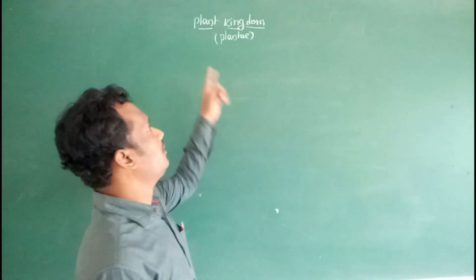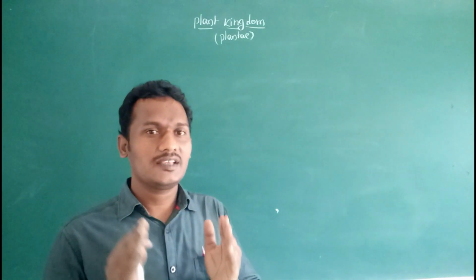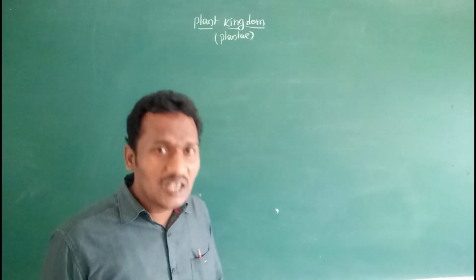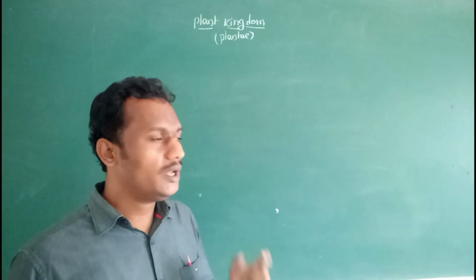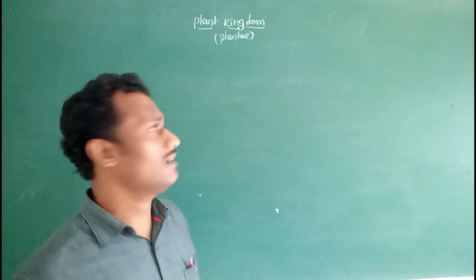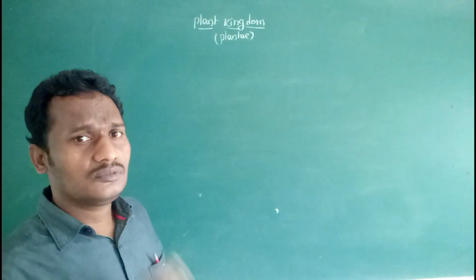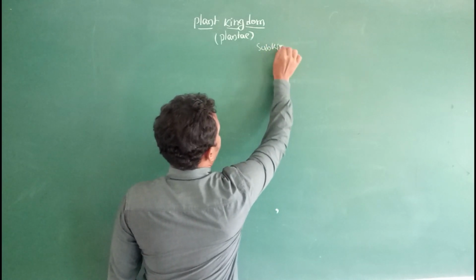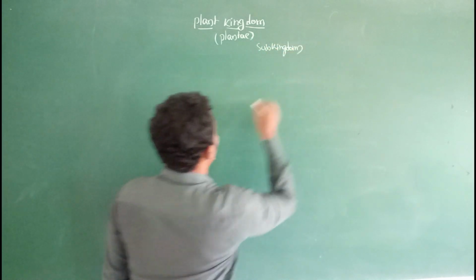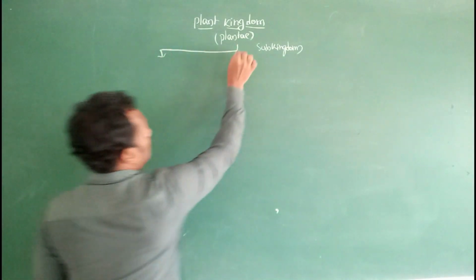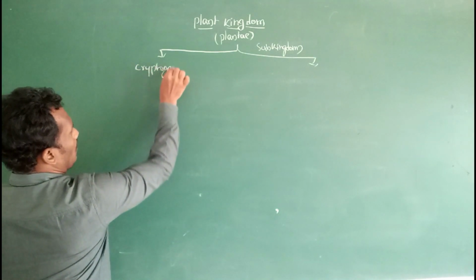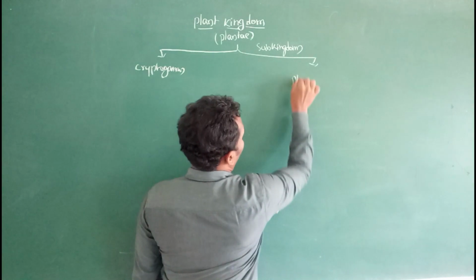Today I am going to explain the topic of the plant kingdom. The plant kingdom is the highest taxonomic category in the plant classification system. This kingdom includes all multicellular eukaryotic organisms of plants. In this kingdom, two subkingdoms are there. The first one is cryptogams, and the second one is phanerogams.